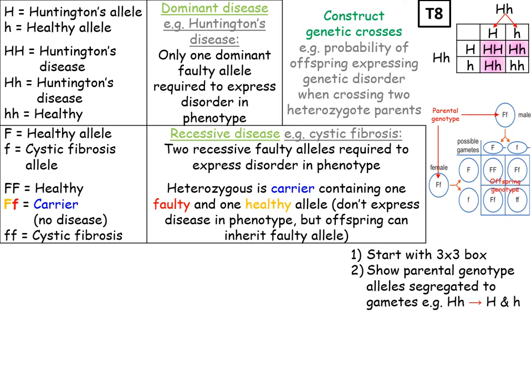This means you could then come up with the offspring genotype, and you could then analyze this offspring genotype to look at the probability. Since there are four boxes in a Punnett square, you could then predict the possibility of expressing a genetic disorder after looking at the combinations through fertilisation.